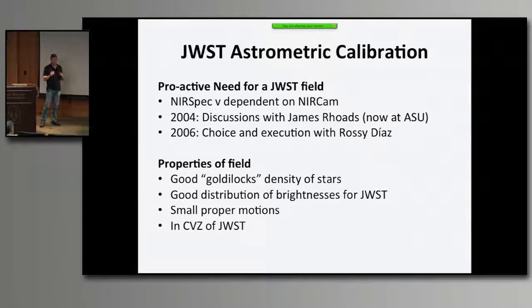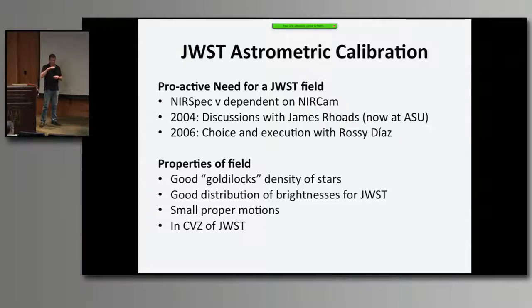You don't want there to be too many stars, but you don't want there to be too few stars, because if there are too many stars, they're crowded, and it's hard to measure good positions for each one. And if there are too few stars, you don't have a lot of constraints. And also you want stars that are easy to observe. You don't want a lot of saturated stars. You don't want the stars to be too faint, so that you have to integrate for a long time.